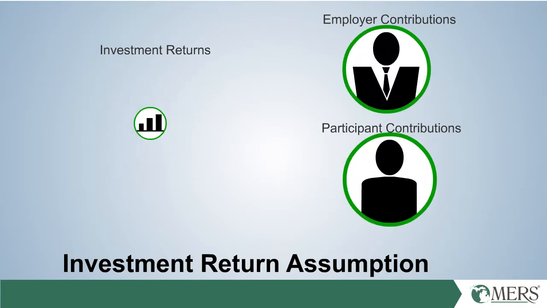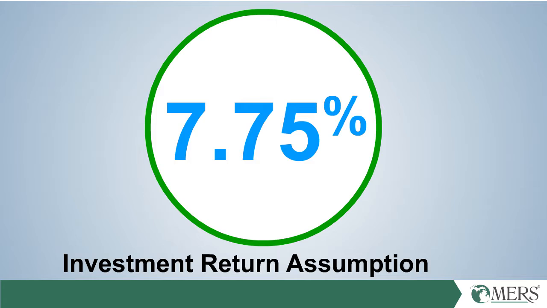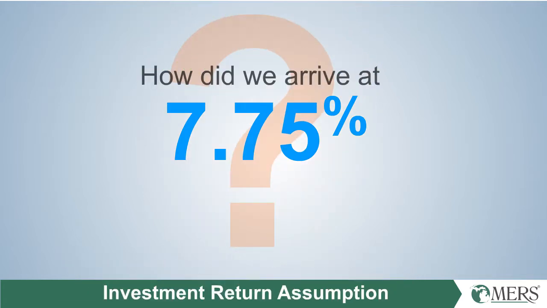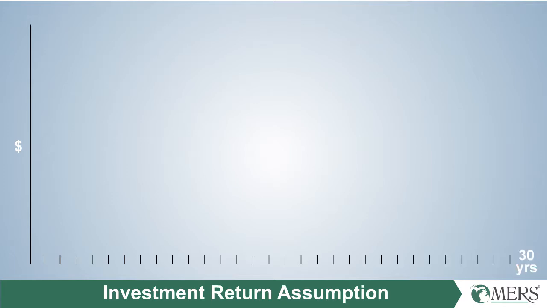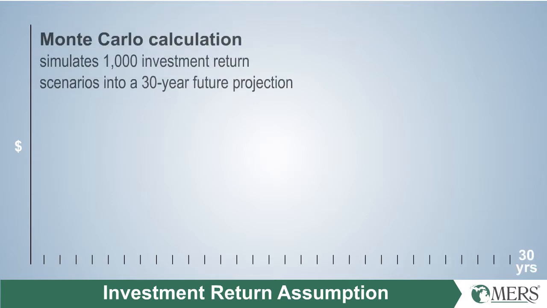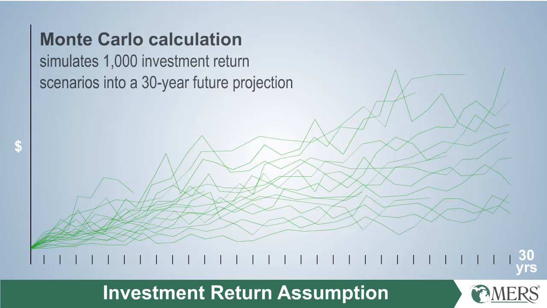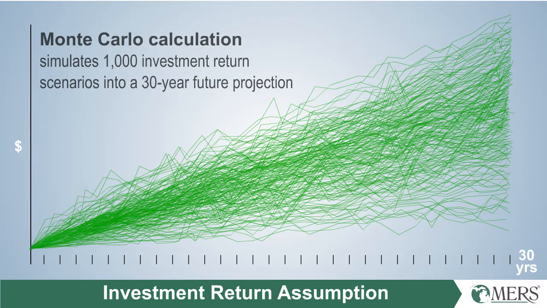For MERS, we base our contribution formula on the assumption that investments will return an average of 7.75% over a 30-year time period. How did we arrive at the 7.75%? To determine the investment return assumption, we use an industry standard tool called a Monte Carlo calculation. It simulates 1,000 investment return scenarios into a 30-year future projection. We use 30 years because an open defined benefit plan operates over the long term.